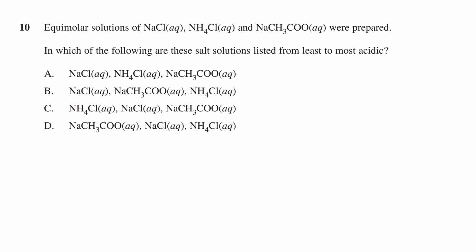For the last question in this video, question 10 states, equimolar solutions of sodium chloride aqueous, ammonium chloride, and sodium acetate, or sodium ethanoate, were prepared. The question is, in which of the following are these salt solutions listed from least to most acidic? Options A to D then have different orderings of the salt solutions. Firstly, equimolar in the question just means we have equal concentrations of each. We also realize that when they ask for an ordering of least to most acidic, this means in terms of decreasing pH, or starting from the most basic and ending at the most acidic.